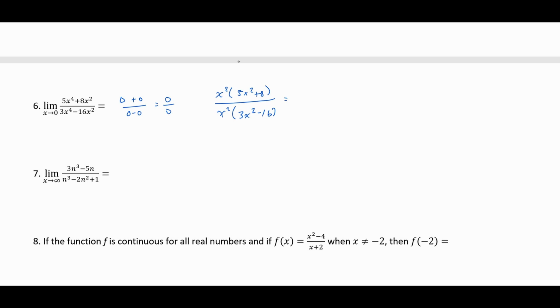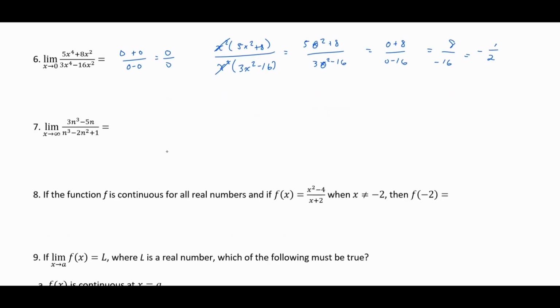And let's see what we get for this. Well, those x squareds divide out, and now we have 5x squared plus 8 over 3x squared minus 16. Now, if I substitute 0 in, we're going to get 0 plus 8 over 0 minus 16. And we can simplify this, 8 over negative 16. That is equal to negative 1/2. So that is what the limit is equal to. Factor and divide out. Looking here at question 7, we're looking at a limit as x approaches infinity.